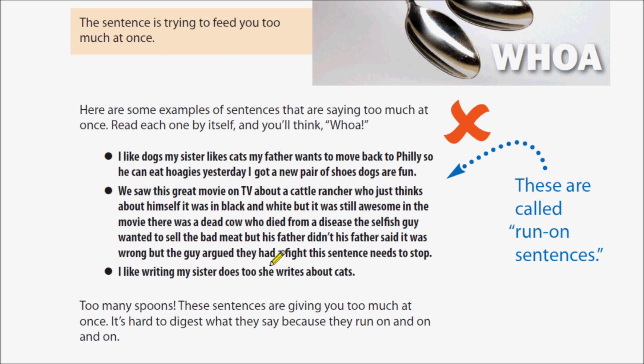I like writing. My sister does too. She writes about cats. Whoa, whoa, whoa. There's too much going on here. Too many spoons. It's hard to digest what they say because they run on and on and on.